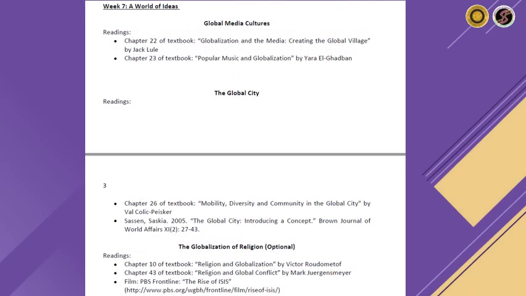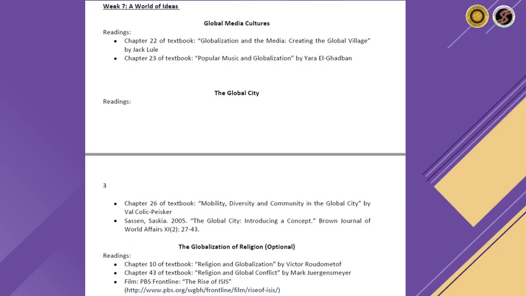On the seventh week, we will be looking at the world of ideas. You have topics here such as global media culture, the idea of global village, popular music, and globalization. That's the first part. The second part is the idea of global city. We'll look at mobility, diversity, something like that.